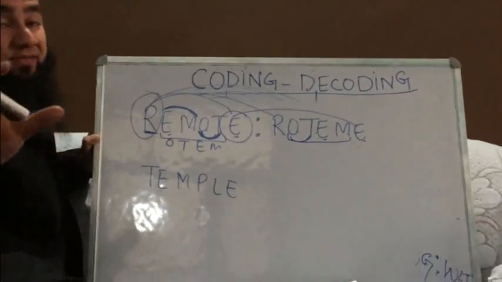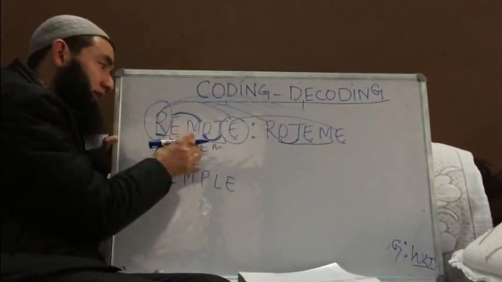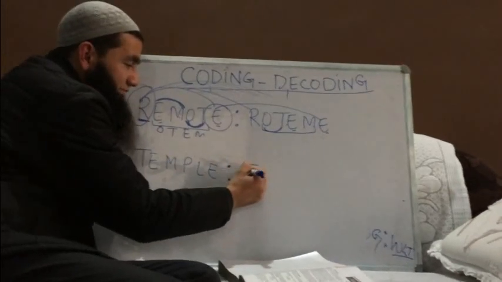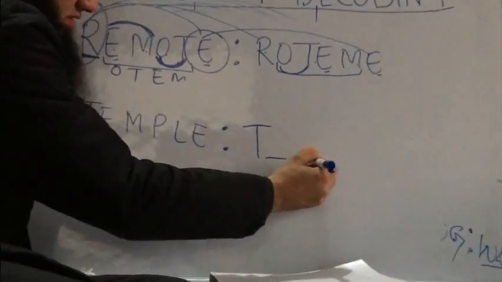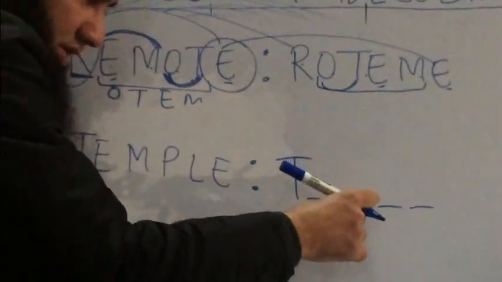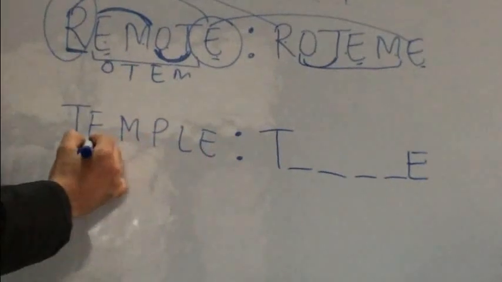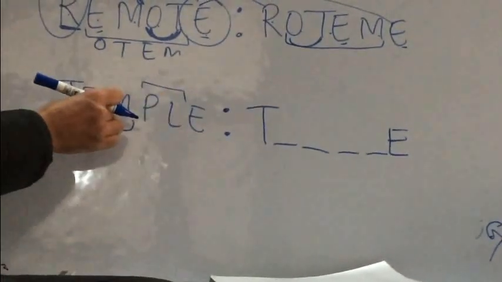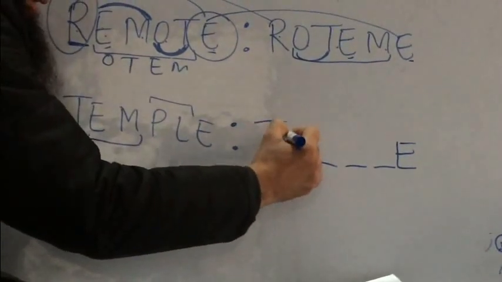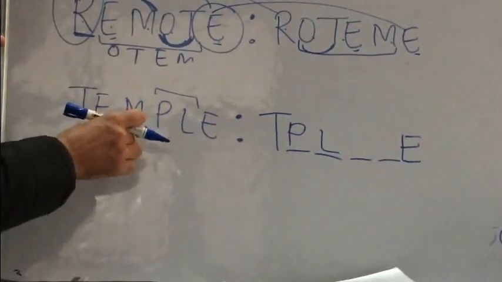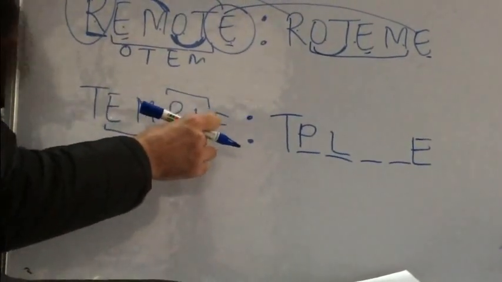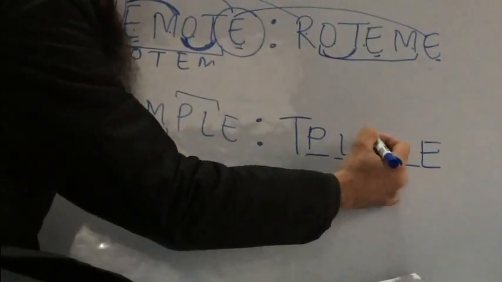So you need to identify the options first. For example, if the lock is like this, I need to code temple. I'll keep T same, two letters to be swapped with these two letters, and the last one will be same. So I'll swap EM with PL. I'll bring PL at the second place, and EM was at the second and third place. I need to swap it with the third, fourth and fifth place. So I'll write EMR here.